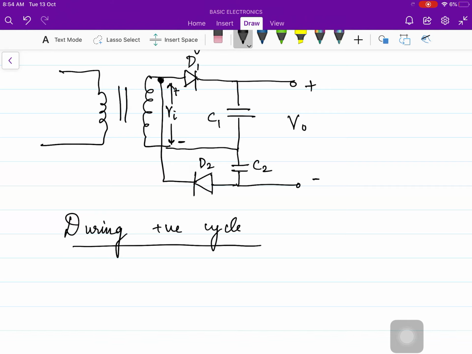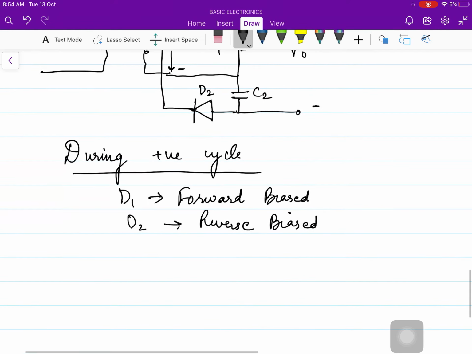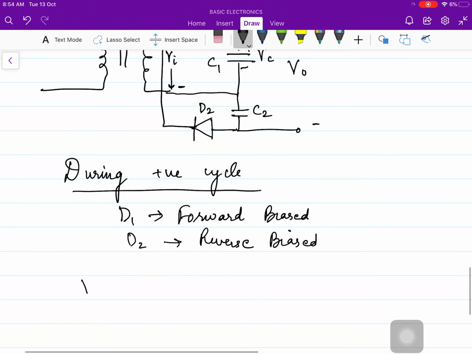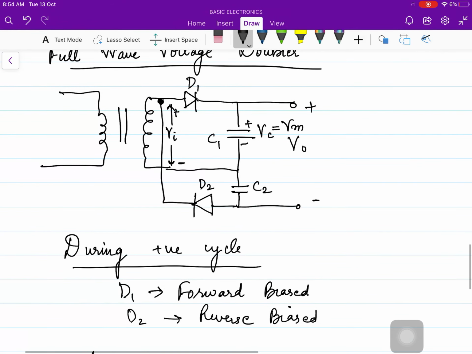For the positive half cycle it will be a plus and a minus. Look at the circuit. It could be easily seen that D1 will be forward biased. And what is the status of D2? See, the N of D2 is connected to this above part, that means the plus sign. So this D2 is reverse biased. So only look at the above circuit and apply KVL. By applying KVL, what will we get? We will get plus VC minus Vm. I have taken Vm instead of Vi. So Vc is equal to Vm.